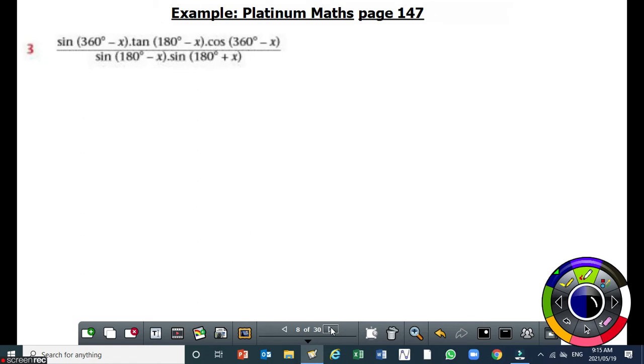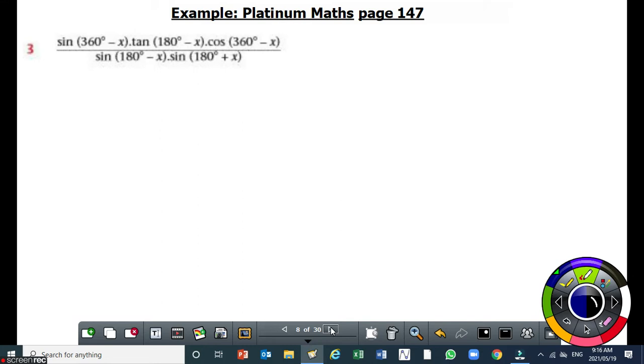Right. I took this example from Platinum Maths. The previous example was from my Action series. This one is from Platinum Maths. Now I want you to be aware that sometimes you can have reductions with x instead of theta. The concept is still the same. Where we have theta here, we can replace the theta by x as long as the x is acute. Remember I told you that for the reduction formula, our theta is an acute angle.